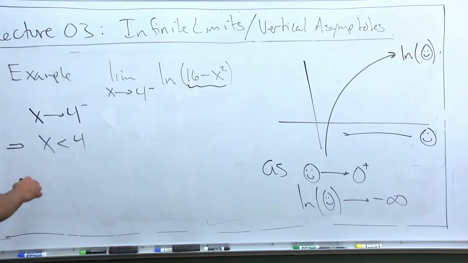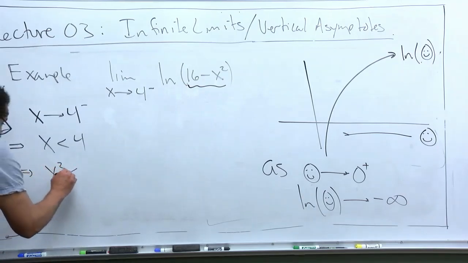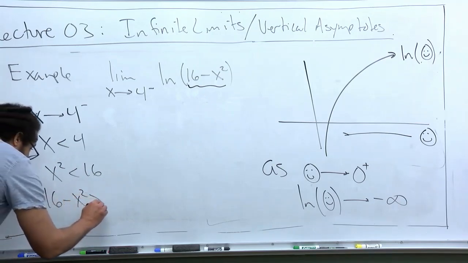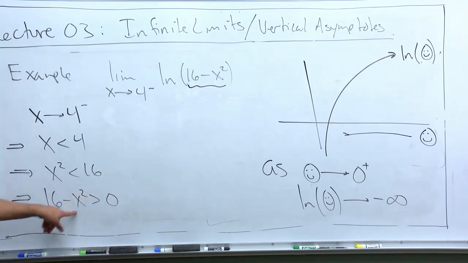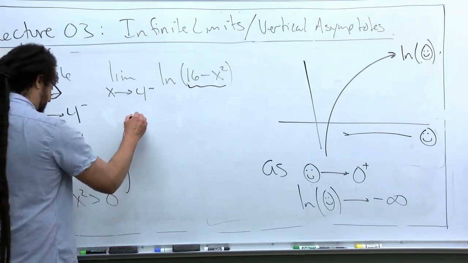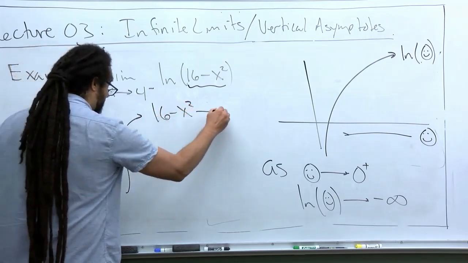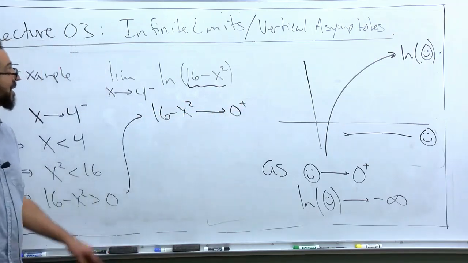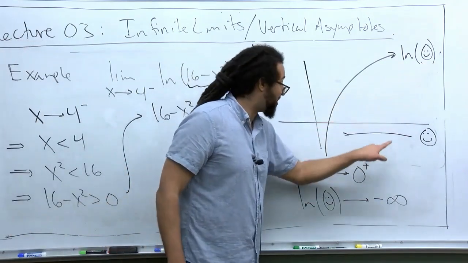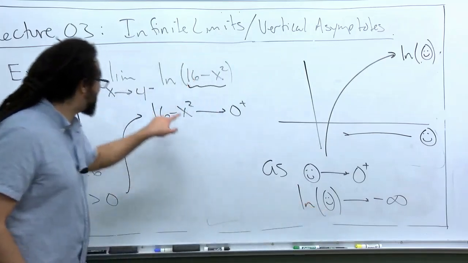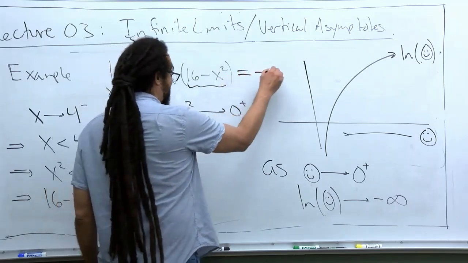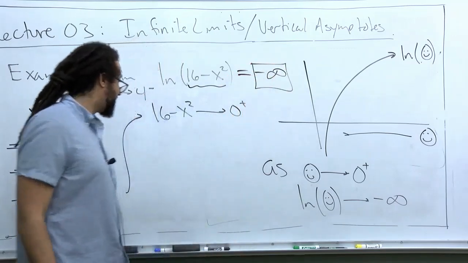If x is less than 4, that means that x squared is less than 16. And that means that 16 minus x squared is bigger than 0. So that tells me that the thing in the parentheses will approach 0 from the right. So 16 minus x squared will approach 0 from the right. That means the thing in the parentheses, the smiley face if you like, approaches 0 from the right. Therefore, natural log of that thing must approach negative infinity. So the answer to this is negative infinity.